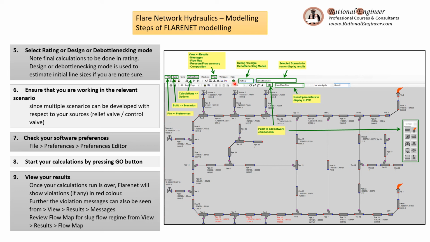And finally, you can view the results to show any violations. So you can view the results where you can see the messages in case any of the criteria were exceeded. You can see the pressure flow summaries. You can also check the flow map for any slugging issues. You can also display the results on the PFD using the selection box here. These are the high-level steps.